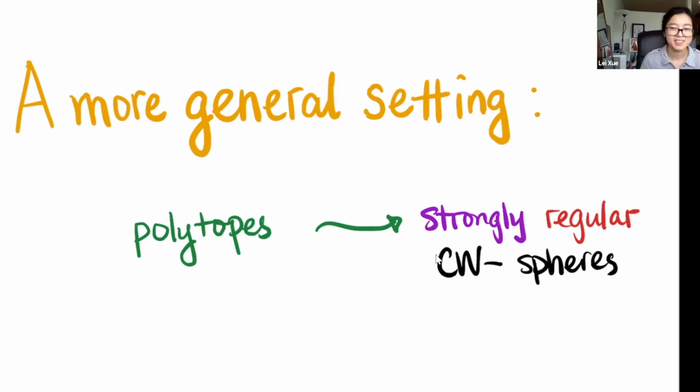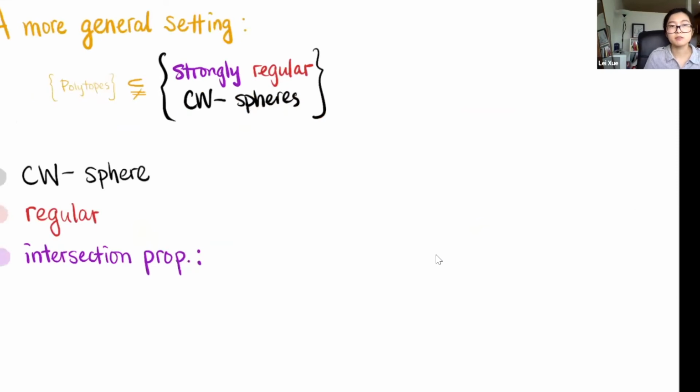Okay, I have 13 minutes. I think that'll be enough. Yeah, it has many terms, and I'm going to define them term by term. So first of all, the set of all strongly regular CW spheres contains the set of all polytopes. And actually that set, the set on the right-hand side, is usually a lot bigger.